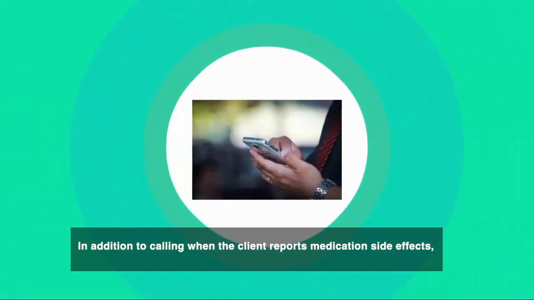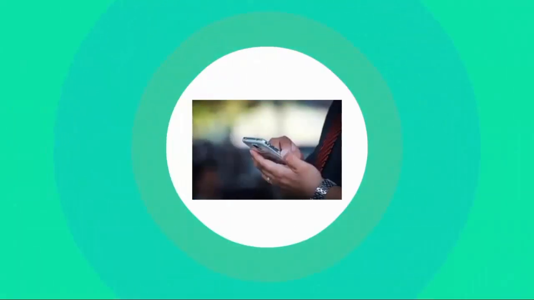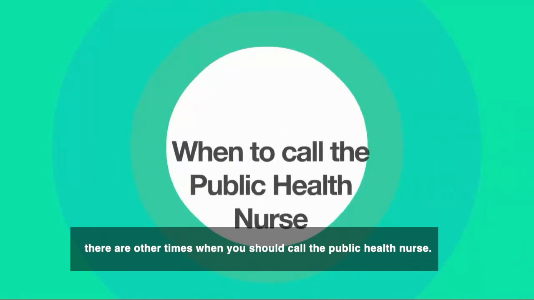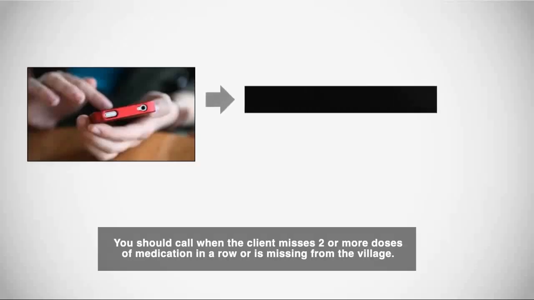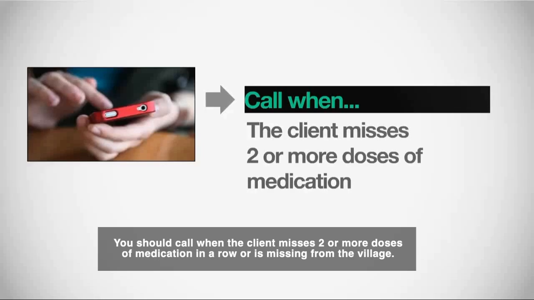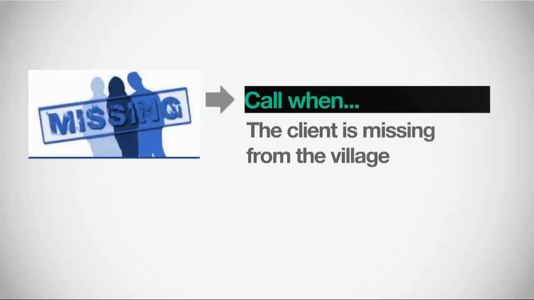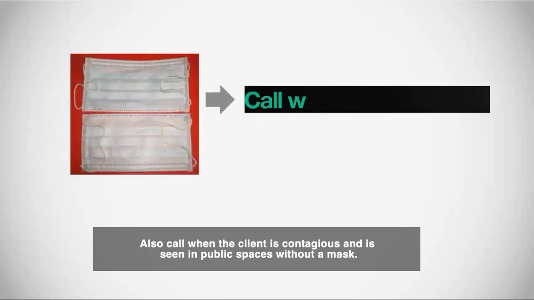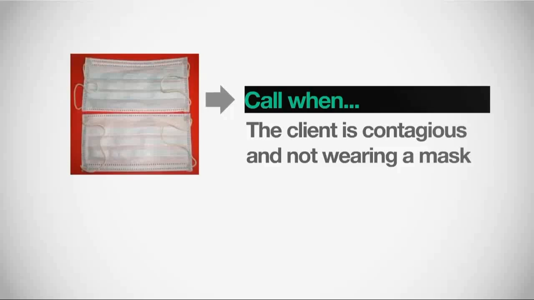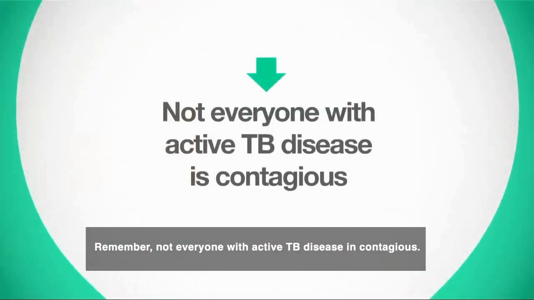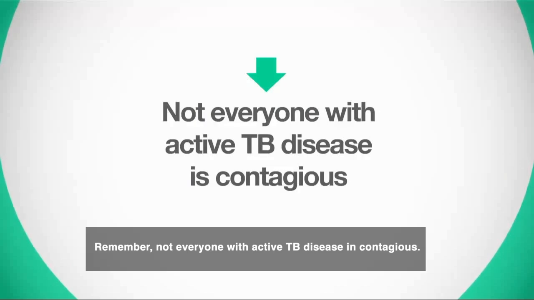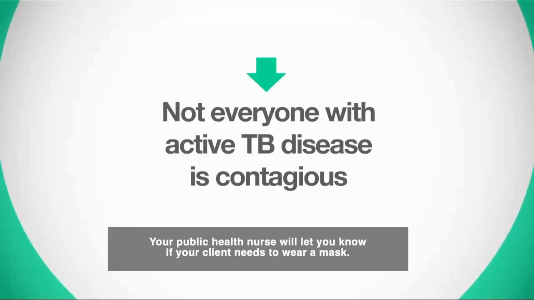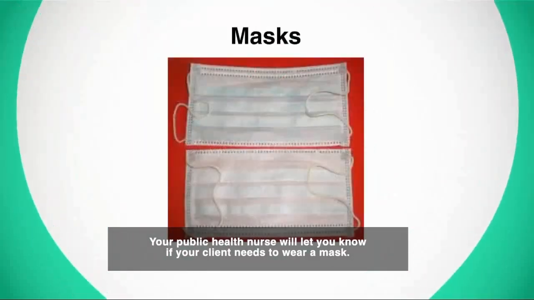Okay. In addition to calling when the client reports medication side effects, there are other times when you should call the public health nurse. You should call when the client misses 2 or more doses of medication in a row, or is missing from the village. Also call when the client is contagious and is seen in public spaces without a mask. Remember, not everyone with active TB disease is contagious. Your public health nurse will let you know if your client needs to wear a mask.